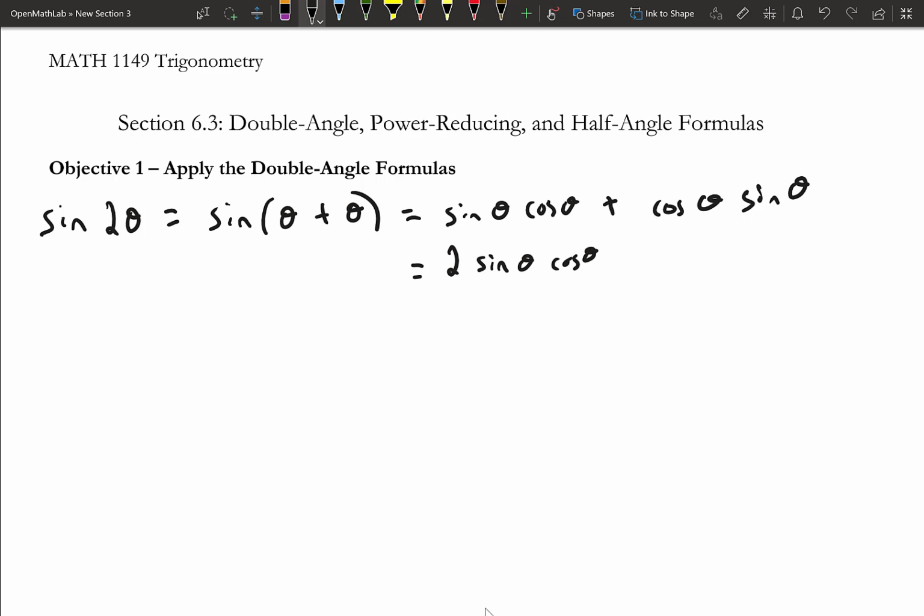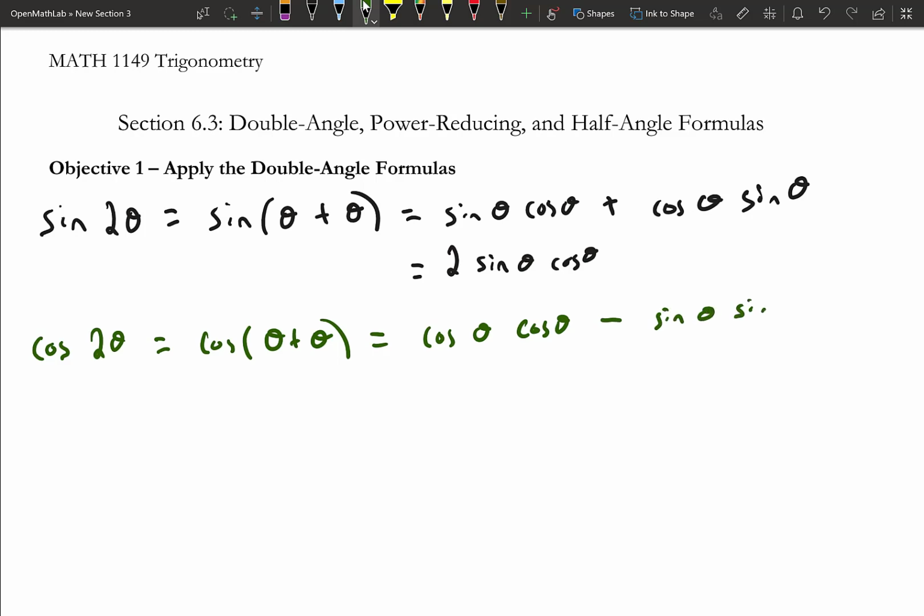Then we can do the same thing with cosine. What's cosine of 2 theta? Again, this would be cosine of theta plus theta. Using the sum formula, plugging in theta for u and v, this would be cosine theta times cosine theta minus sine theta times sine theta, which is equal to cosine squared theta minus sine squared theta.